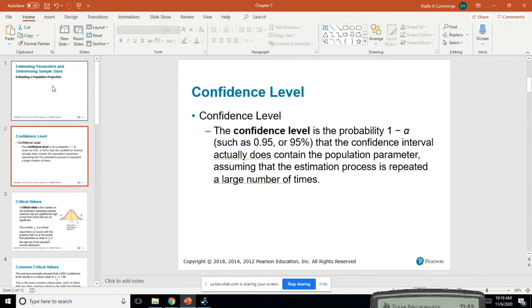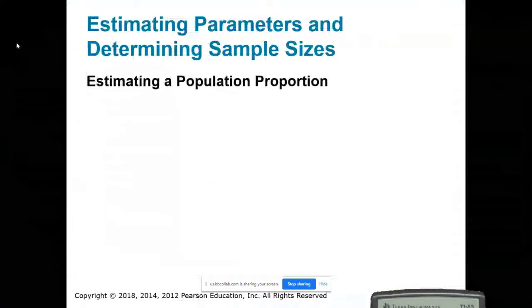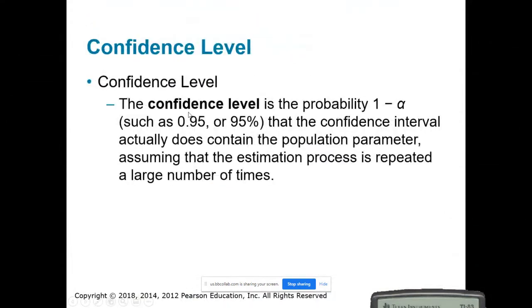Okay, I'm going to our PowerPoint slides, and on the first slide, we'll talk about a confidence level. And the confidence level is a probability 1 minus alpha. So this Greek character that you see is actually the letter alpha. The confidence interval actually does contain a population parameter, assuming that the estimation process is repeated a large number of times.